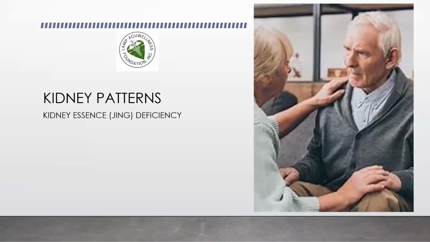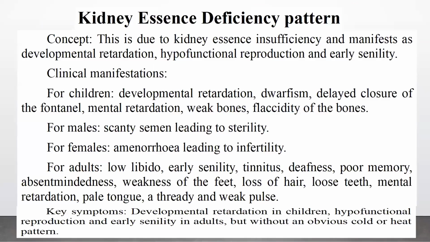Let's discuss kidney pattern, kidney essence, Jing deficiency. Kidney essence deficiency pattern concept. This is due to kidney essence insufficiency and manifests as developmental retardation, hypofunctional reproduction, and early senility.